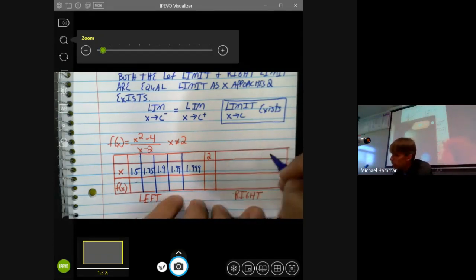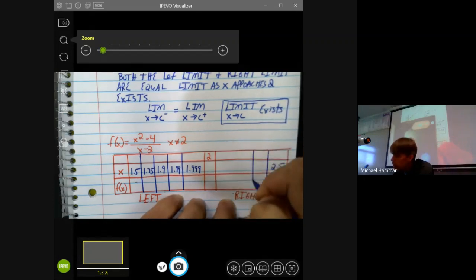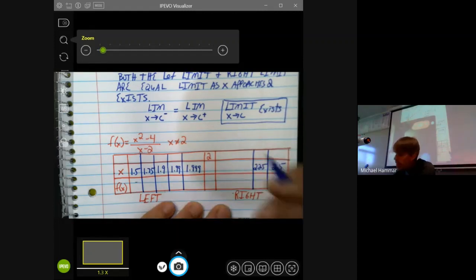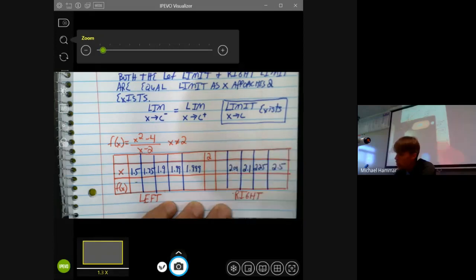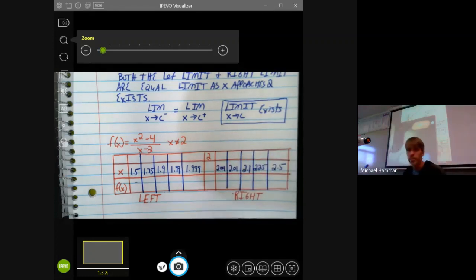Now, let's go to this one. I'm going to start out here with 2.5. Then I'm going to get closer to 2. I'm going to do 2.25. But then I'm going to keep getting closer. I'm going to go down to 2.1. And then I'm going to go to 2.01. And then 2.001. So what I want you to do is stop the video, and calculate all of these f of x values using this function up here.